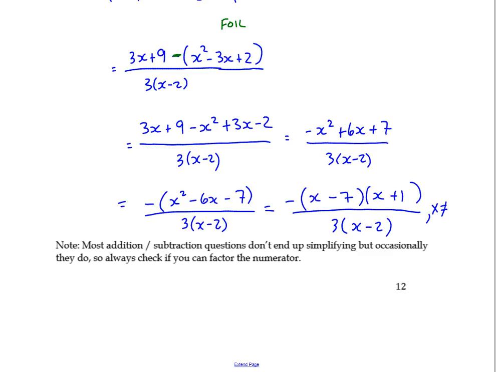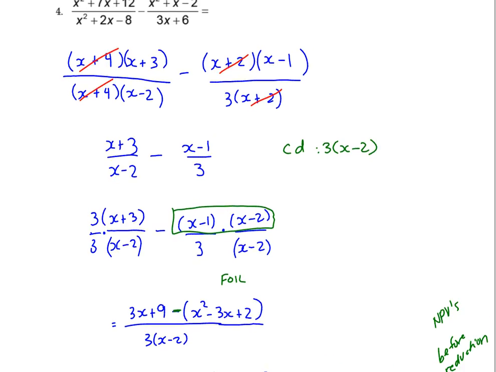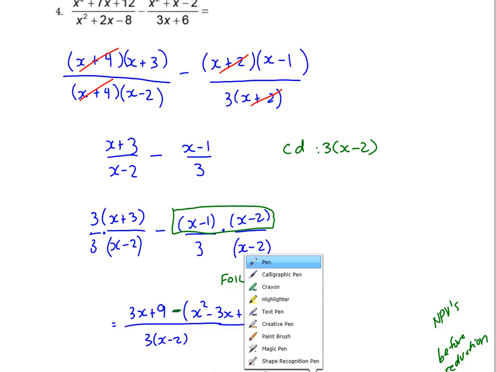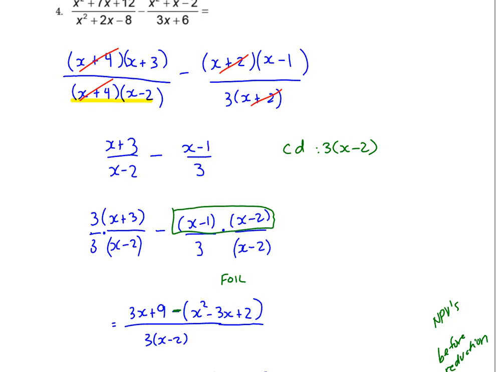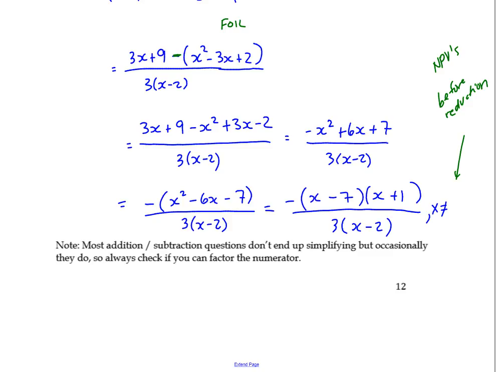What are the non-permissible values? Where do we have to look? Before reduction. NPVs before reduction. So in the very beginning of the question, when we factored, what were those NPVs? Right, we're looking at the denominators here. What were the NPVs? Plus or minus 2 and negative 4. And that should be your final answer. Okay. So again, most addition and subtraction questions don't end up simplifying, but occasionally they do. So we always check by factoring the numerator if possible.